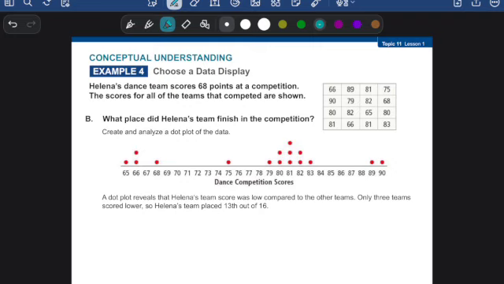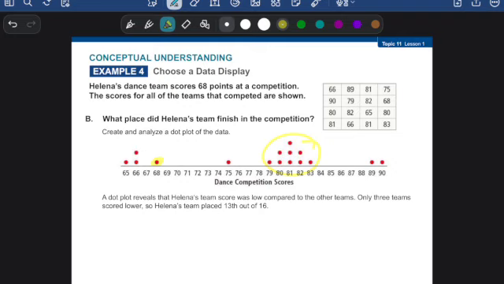So here's the dot plot that represents the scores of all of the teams that competed, and Helena's team scored 68 right here. We can see that there's a cluster of scores up here between 79 and 83, and we do see a big range. The minimum score was 65 and the highest score was 90.